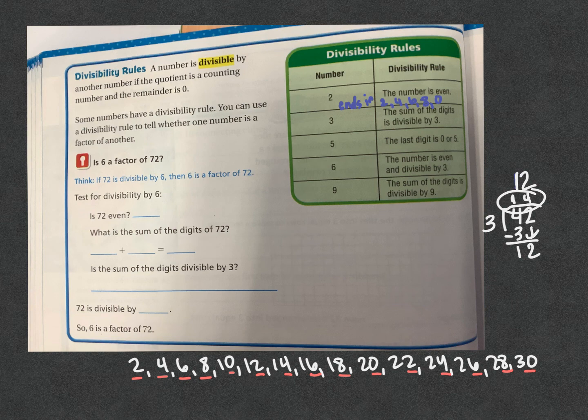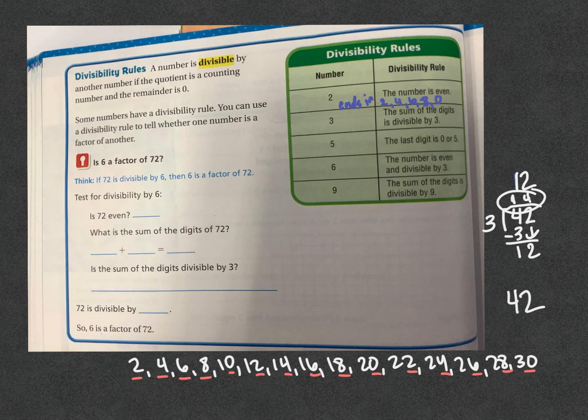Let's go back to the 42 that I talked about. We added the 2 digits together. 4 plus 2 is 6. 6 is divisible by 3. 3 times 2 is 6. So if 6 is divisible by 3, then 42 is also divisible by 3. So yes, on one check, it is divisible by 3. Also, it is an even number. Even numbers end in 2, 4, 6, 8, or 0. So if it's both divisible by 3 and an even number, basically you're taking both of these rules, putting them together, and you can find out if it's divisible by 6.